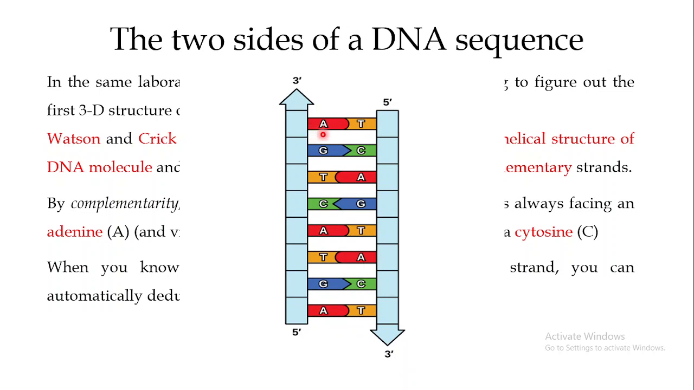For example, if you know the sequence of this particular strand of the DNA, and there is adenine, you would automatically deduce that on the other strand there would be a thymine. And if you know that there is a thymine, automatically you will know that the adenine will be present on the other strand of the DNA. Similarly, guanine with the cytosine, the thymine with the adenine. So this is one of the advantages of the complementarity of the DNA, that if you know the sequence of one strand of the DNA, you can deduce the sequence of the other strand of the DNA.